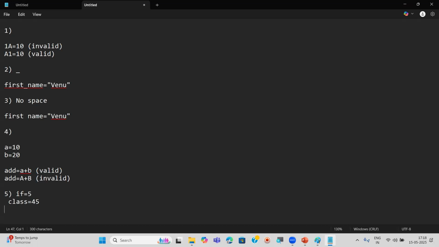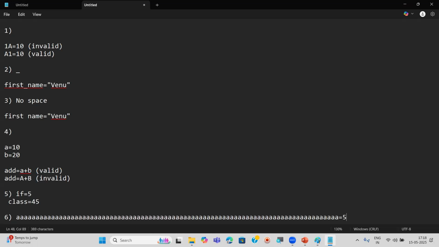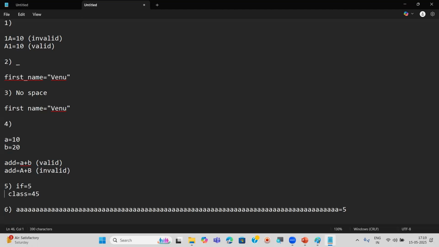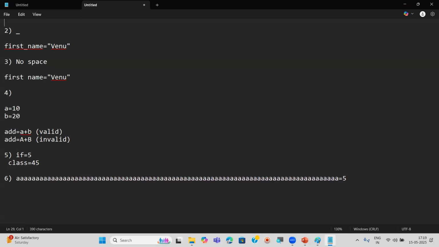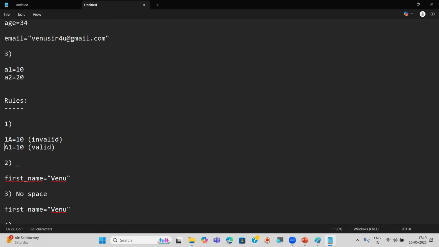Next, the sixth rule is there is no limit for the length of the variable. It means you can give a very lengthy name also, like this. You can give any number of characters for the variable. However, we don't use very lengthy names; we can use short names. That is the sixth rule. So these are the rules you have to remember. Clear, guys? This is about the variable definition, how to represent a variable, and the rules of variables.